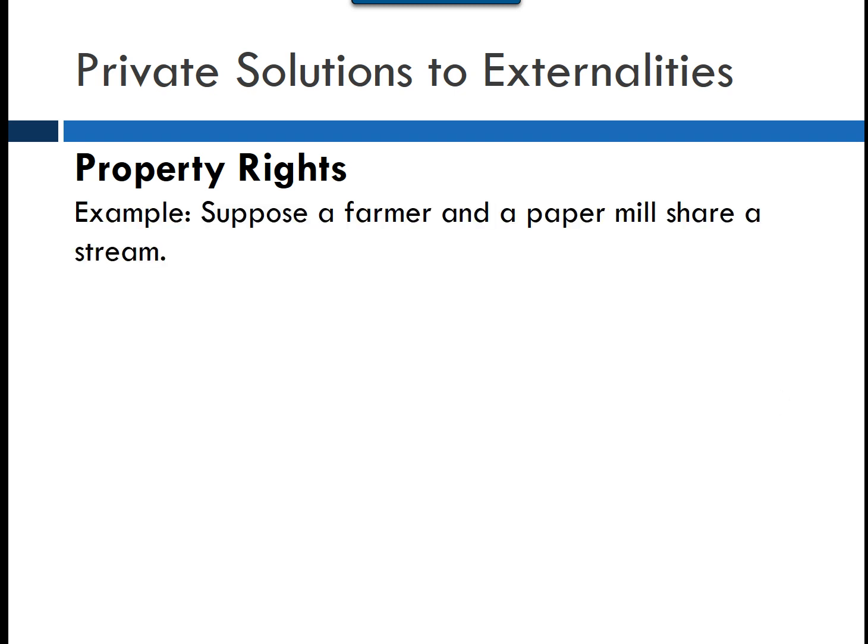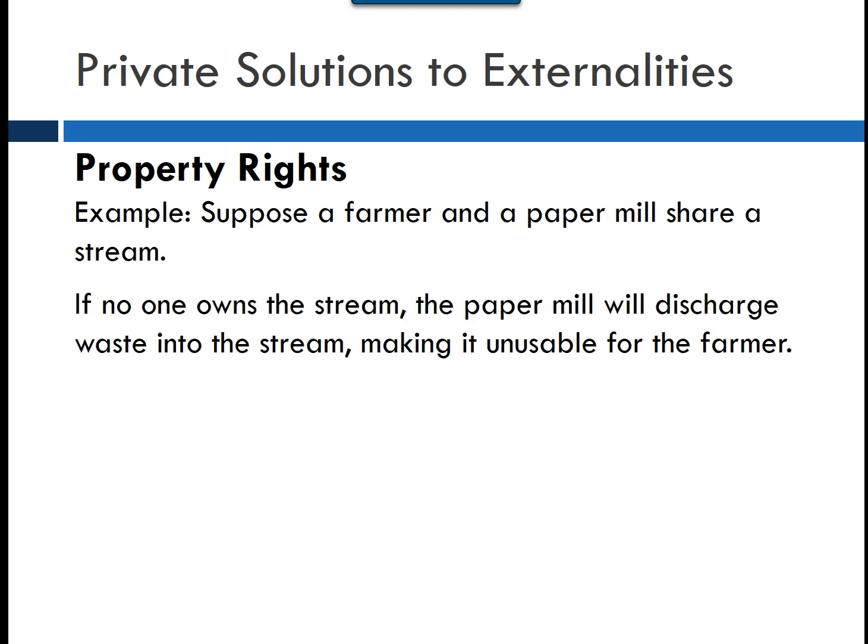So in this example, suppose a farmer and a paper mill share a stream. Nobody owns the water, okay? So the water goes from my property to your property. Nobody owns the water. So the paper mill will discharge waste into the stream, but that means when it runs downstream to the farmer, this water is now polluted. He can't use it. He can't let his animals use it.